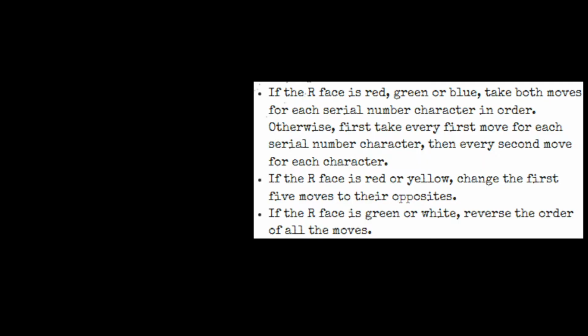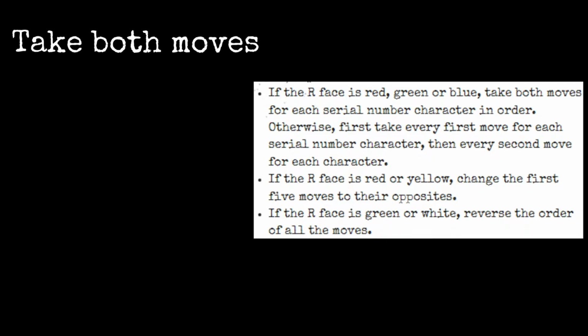If the R face is red, green, or blue, take both moves for each serial number character in order. Otherwise, first take every first move for each serial number character, then every second move for each character. Since R is blue, we know we are taking both moves of each character. If the R face is red or yellow, change the first 5 moves to their opposites. We don't have to worry about that one here. If the R face is green or white, reverse the order of all the moves. We don't have to worry about this one either.